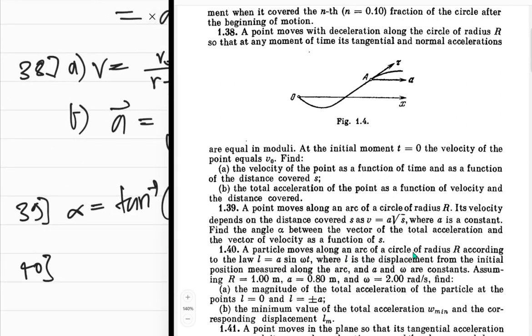40. A particle moves along an arc of radius r according to the law L equal to a sine omega t, where L is the displacement from the initial position measured along the arc. Wait, what? The displacement measured along the arc. It's not making sense. But you said it's displacement, so how can it be measured along the arc?